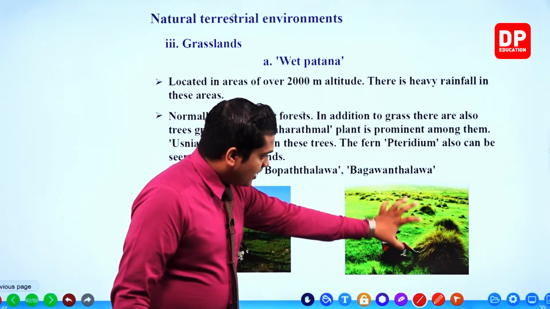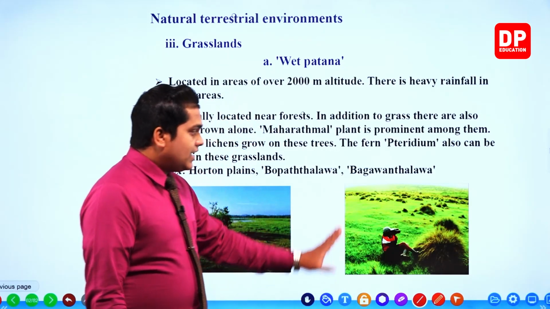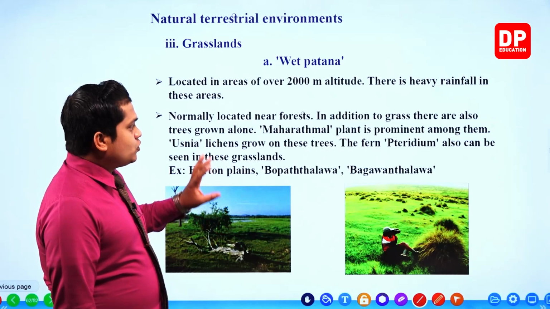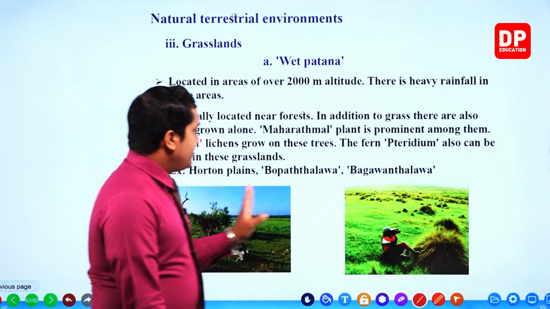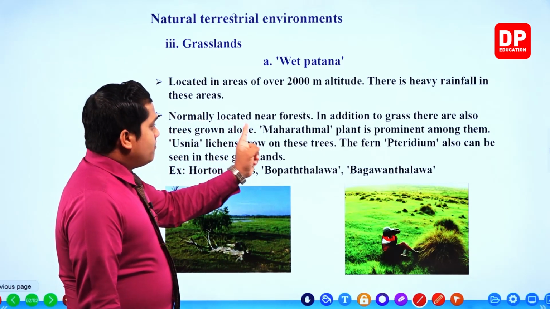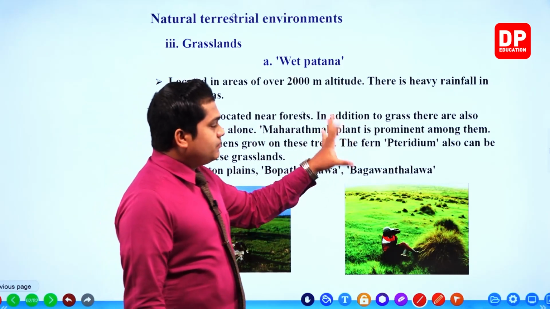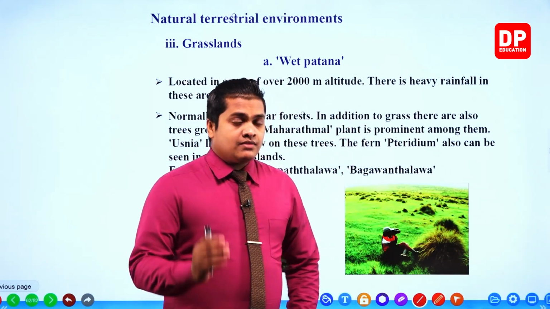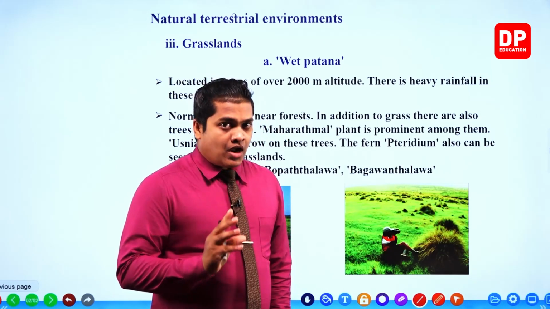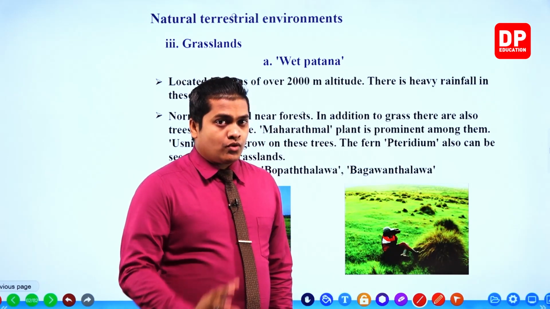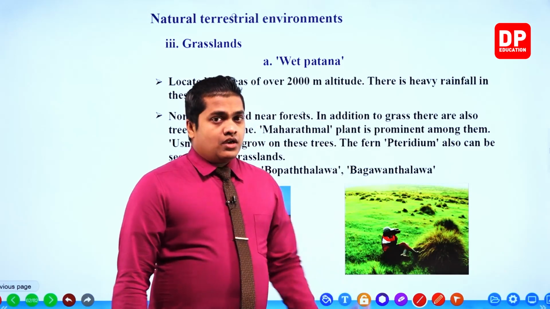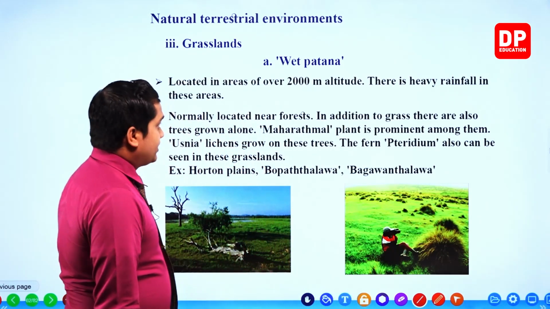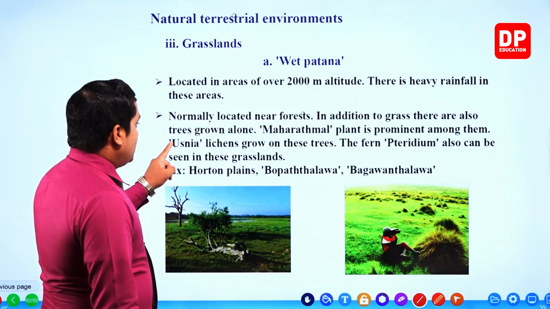In addition to the grass, as you can see here within the figure, you can observe trees as well. So what are the trees? Here it is given: Maharatmal plant. Maharatmal plant is prominent among them. So Maharatmal is a prominent plant that grows with the grasslands here. Okay, so this grassland is wet Patana, remember.